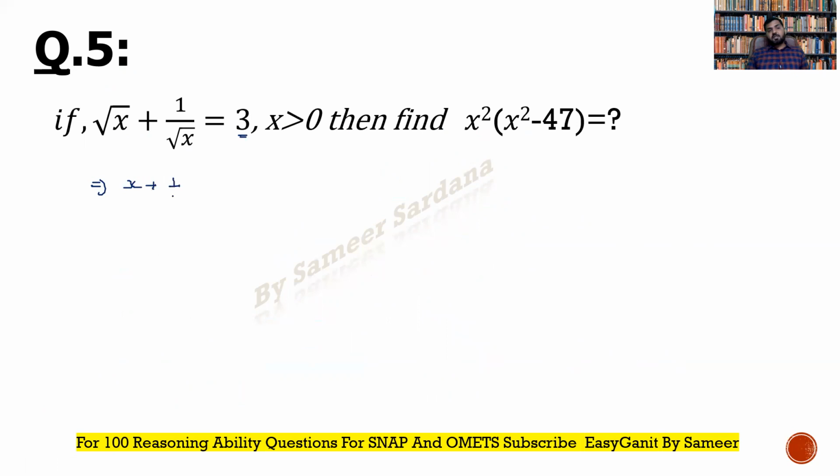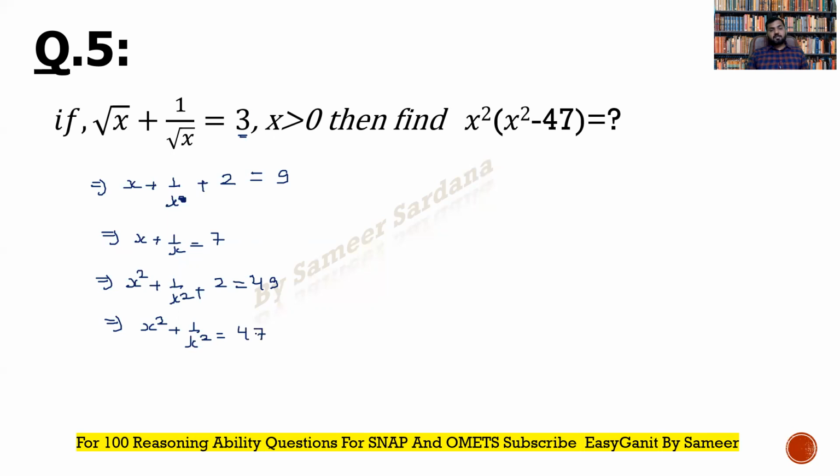a square plus b square, right? Plus 2 times of ab is equal to 3 square, that is 9. So we get to know this is x plus 1 upon x, this is equal to 7. Can I take square on both sides again? Yes. a square plus b square plus 2 times of ab is equal to 49. Now we get to know that x square plus 1 upon x square is equal to 47.